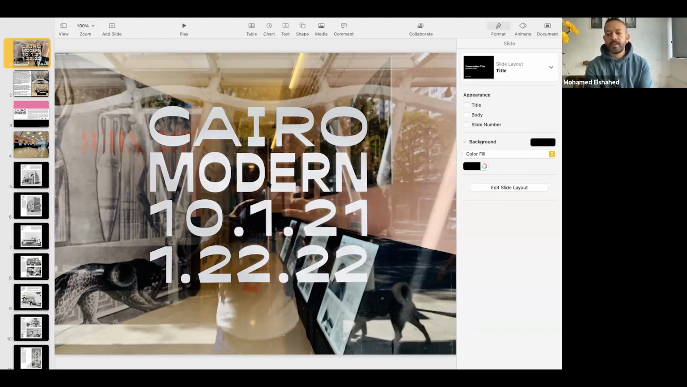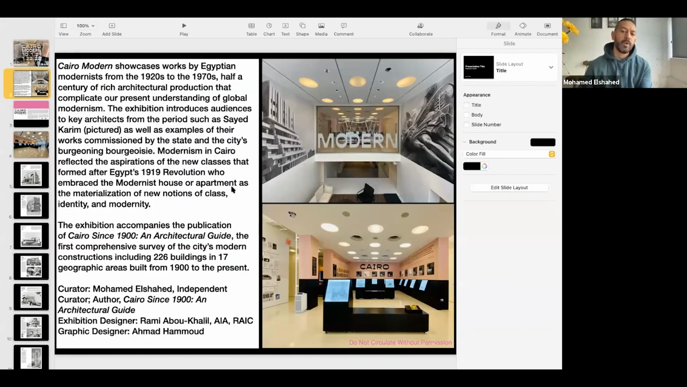More and more people have been working on the legacy of 20th century architecture in various locations of the global south. Egypt was the natural spot for me to go back to, and we can talk about that later as well. Why Cairo, why Egypt, and so on.